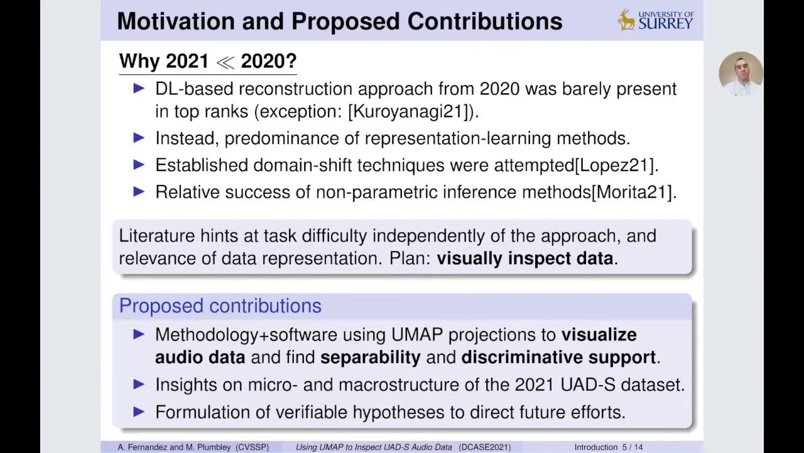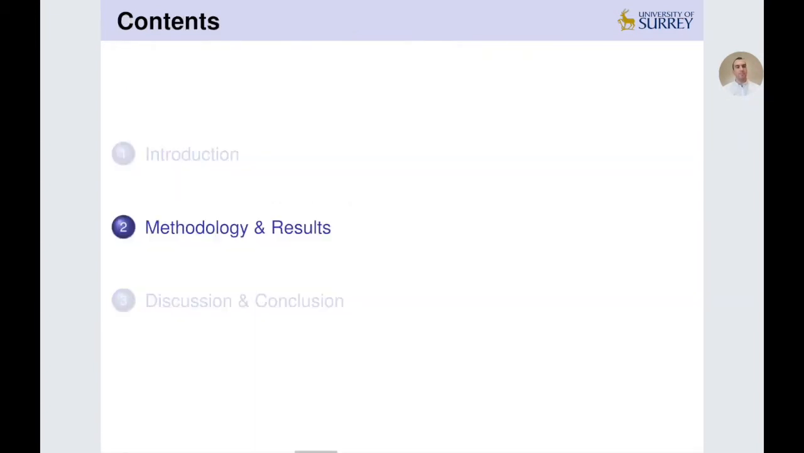Specifically, our proposed contributions are: we present a methodology and software that uses UMAP projections to visualize audio data and to look for separability and discriminative support. We present insights on micro and macrostructure of the 2021 dataset. We also formulate a set of verifiable hypotheses with the hope that they will help directing future efforts in the field.